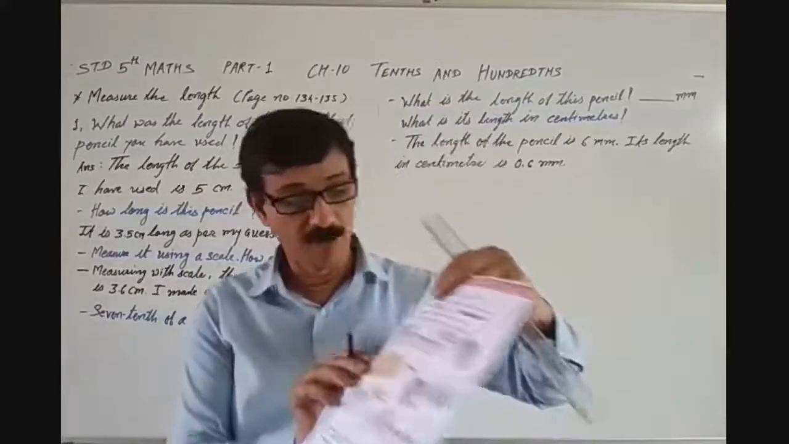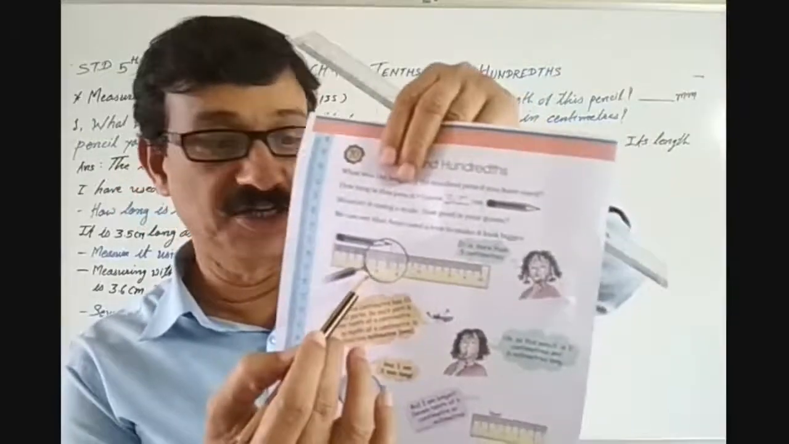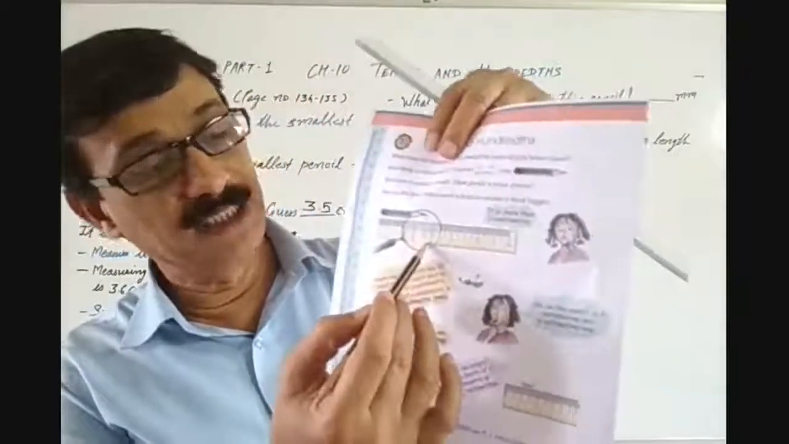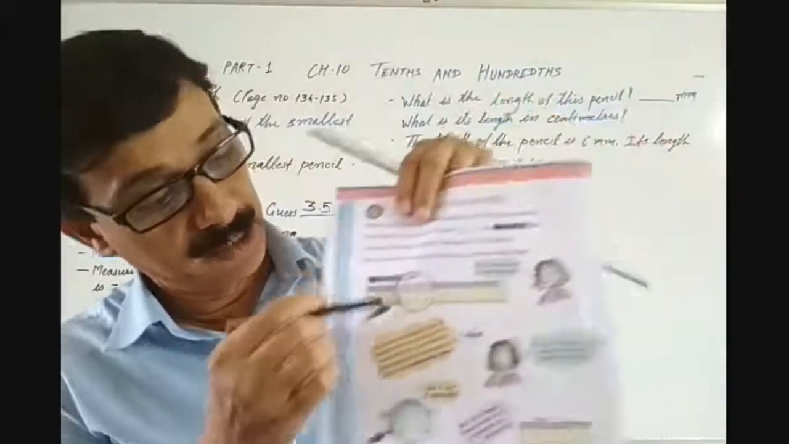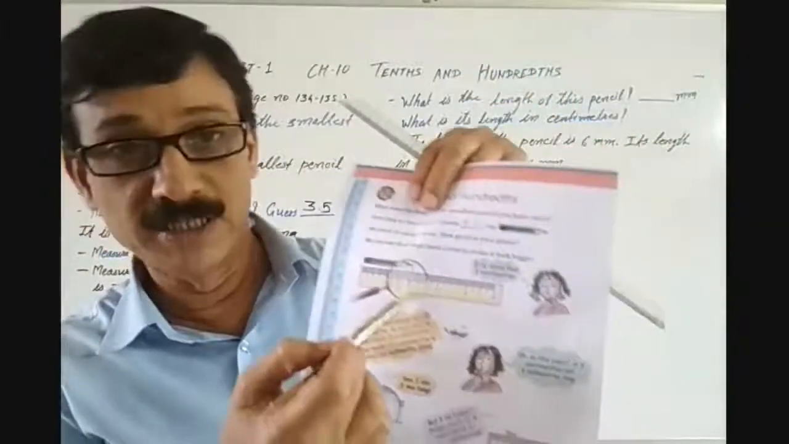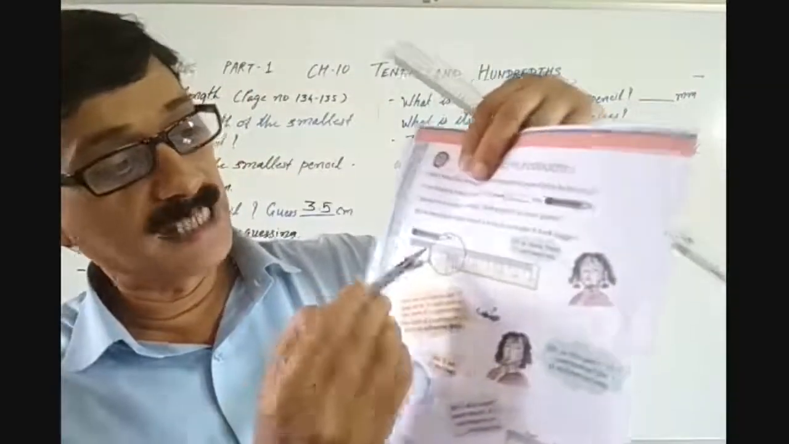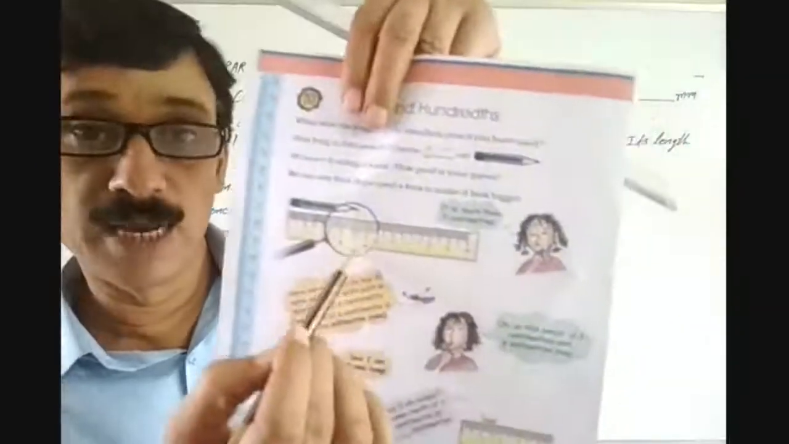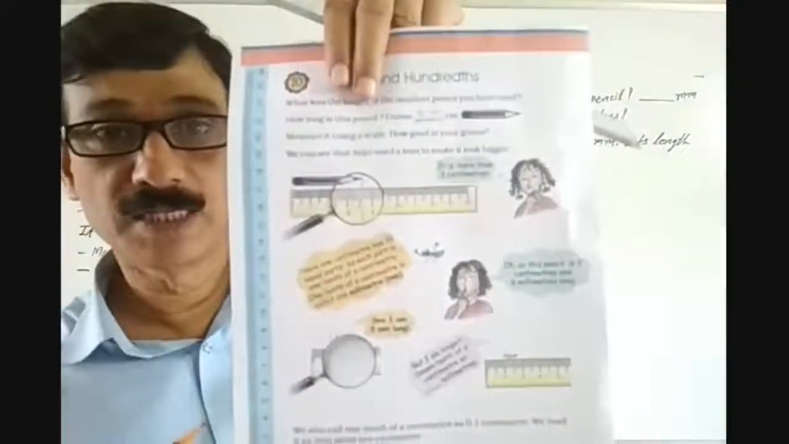See, one more thing I would like to show you. Here you can see 3 is written. Here you can see 4 is written. This is centimeter. Here 3 is there, then after 4 is there. In between you can see 10 parts are there. You can see 10 small lines. Those are 10 parts. So in between 3 to 4, isn't it?